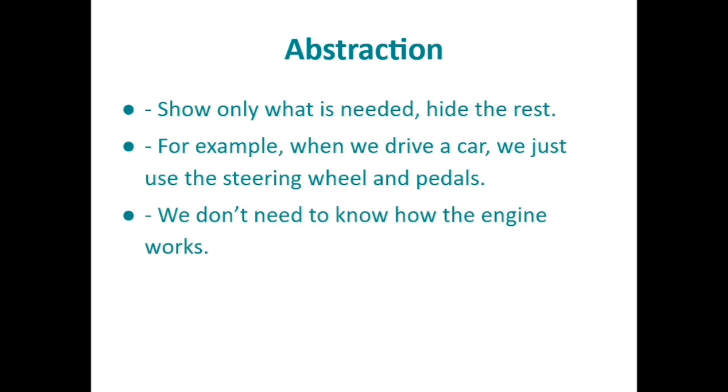For example, when we drive a car, we just use the steering wheel and pedals. We need these two necessary things, the wheel and the pedals. These should be shown, but the rest of the car's functionality is hidden. We don't need to know how the engine works. We just use the necessary parts, and the data that we don't need is hidden.